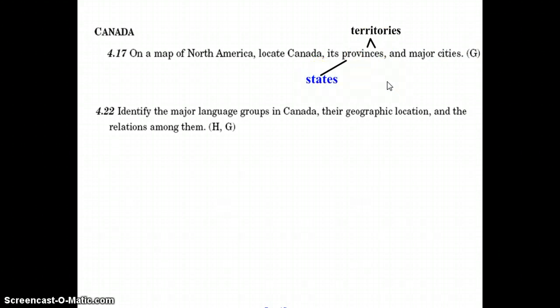Now, provinces and territories in Canada are kind of like our states. They actually only have 13 of them, so they're bigger than some of our states. Canada, in terms of land and size, is actually larger than the United States. We're also going to try to look a little bit at identifying the major language groups in Canada, their geographic location, and the relationships among them.